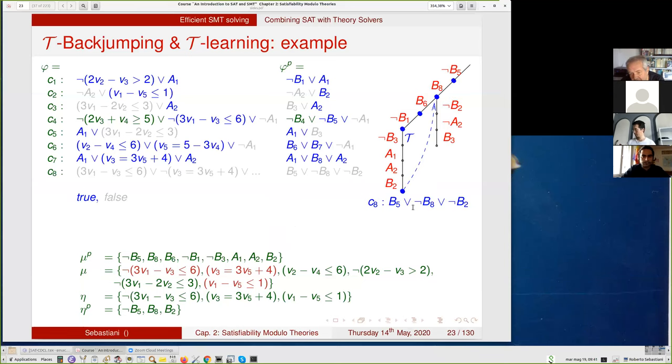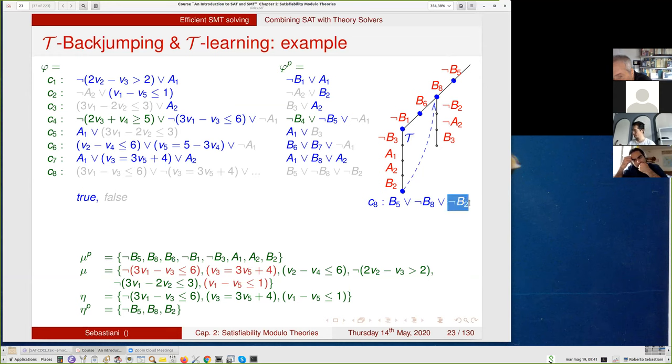But this clause drives a backjumping up to some level here. Since you have B5 or not B8 or not B2, you jump to the highest place where you would have done anything different if only you had known this clause. In this case, B5, B8, and unipropagate not B2. Notice that you skip one step here, because with standard chronological backtracking, you would have undone B1. But here the clause says, look, as soon as B5 and B8 are assigned, you have to unipropagate not B2.